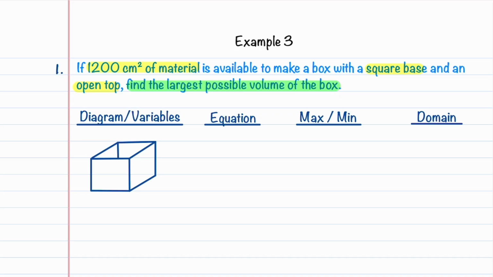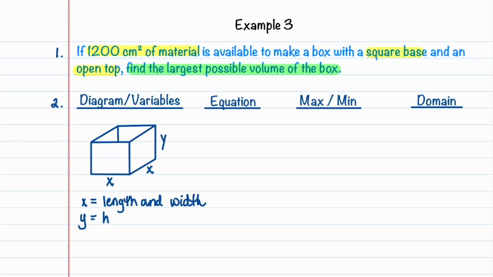The second step is to fill in each of these 4 categories using the information from our problem. I went ahead and drew a box with a square base. Now what we have to do is label the sides. If it has a square base, this length and this length can both be X, and then we'll let this height be Y. So let's write down that X is our length and our width. You always want to write down what the variables are. And then Y is our height.